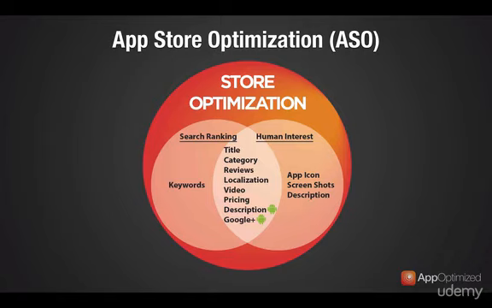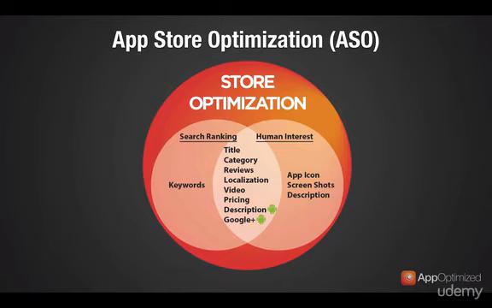On the right-hand side, there's human interest. There are specific things that influence what makes a person interested in your app, and those things are your app icon, your screenshots, and your description. When someone sees your app icon, they may be interested, so they click on your listing, and then they see your screenshots and think, oh, this looks really interesting. They may read your description. Those things are specific to interesting humans enough to download your app, and they have very little to do with how Google Play or the Apple App Store ranks your app.